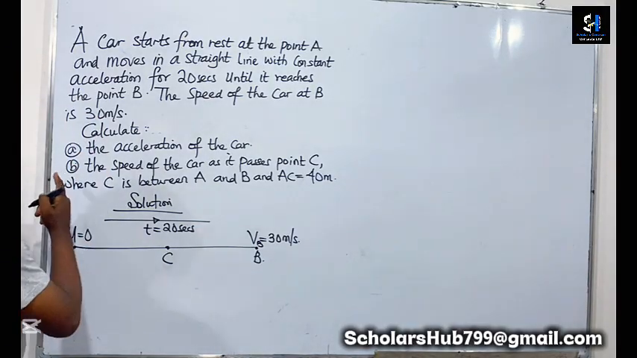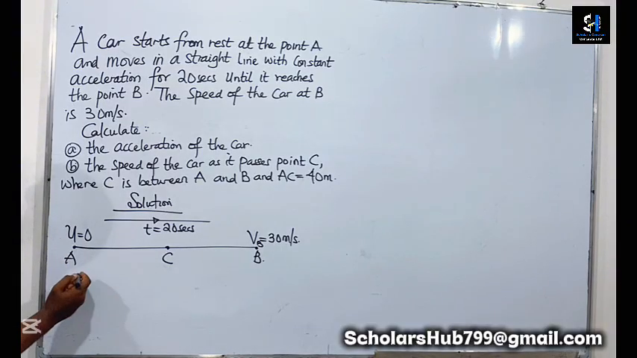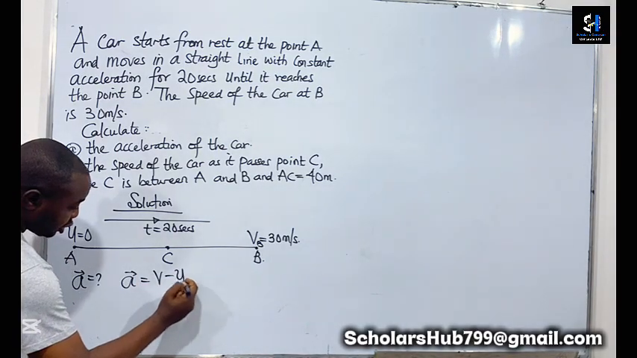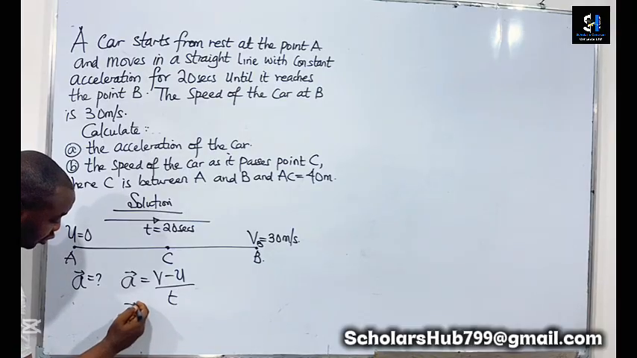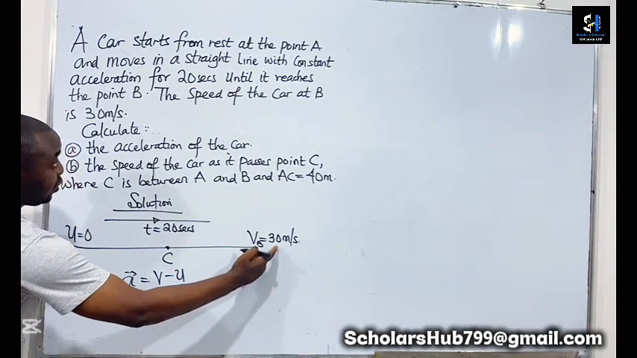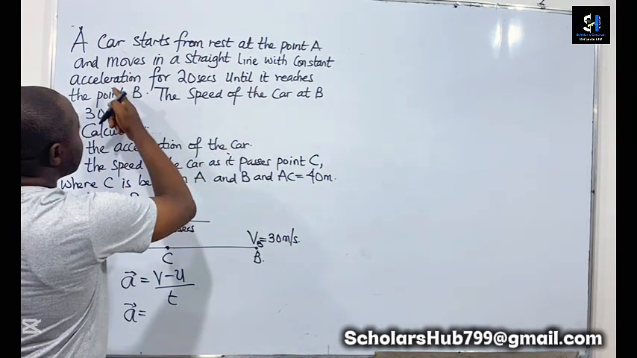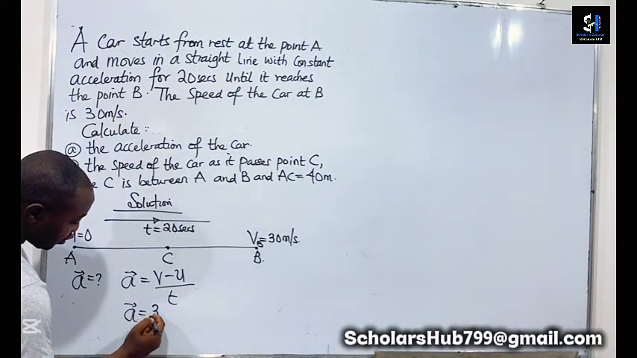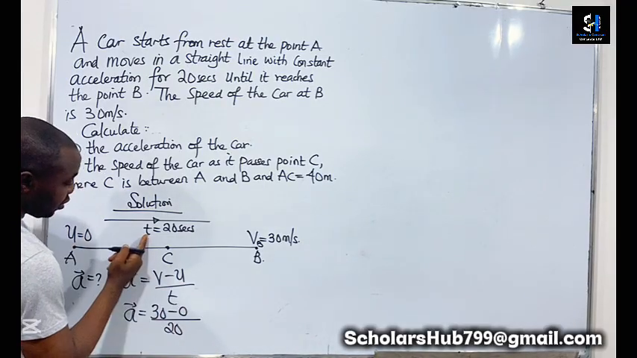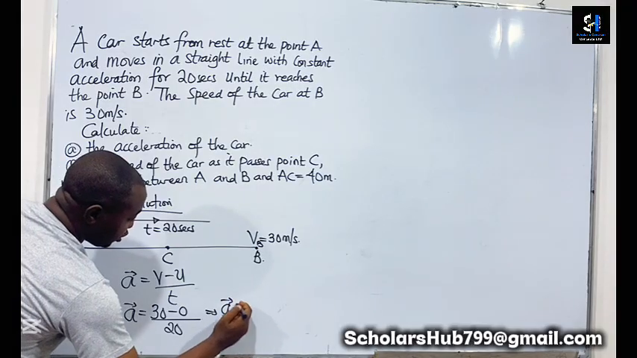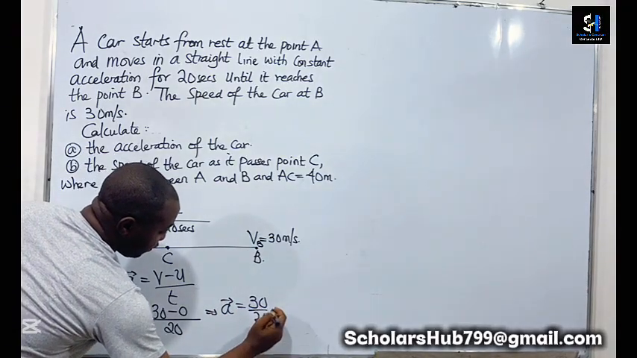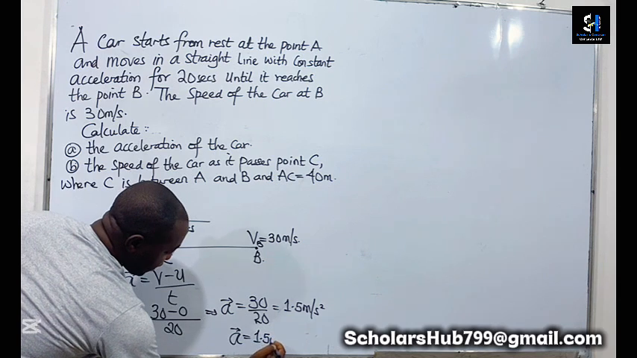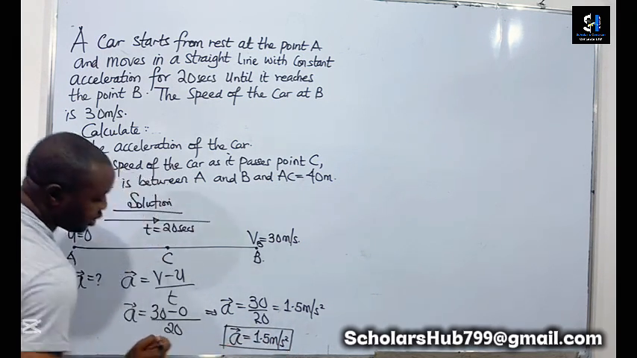Now, the first task is for us to calculate the acceleration of the car. So we want to know what is the acceleration of the car. I'm going to use the formula for acceleration, which is a equals change in velocity over time. This velocity is the final velocity because it has moved in a straight line with constant acceleration for 20 seconds until it reaches B. The speed of the car at B is 30 meters per second. So this will be 30 minus 0 divided by 20, because T is equal to 20. So the acceleration will be 30 over 20, and this is 1.5 meters per second squared. So the value of acceleration is 1.5 meters per second squared.